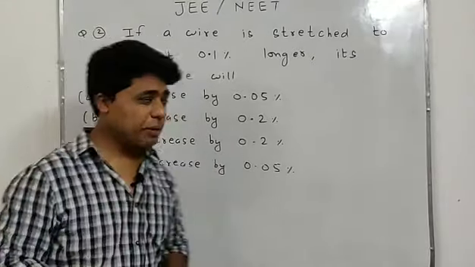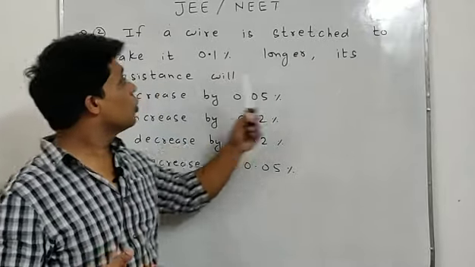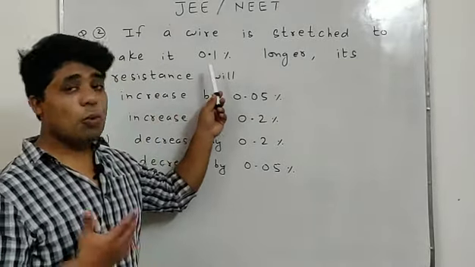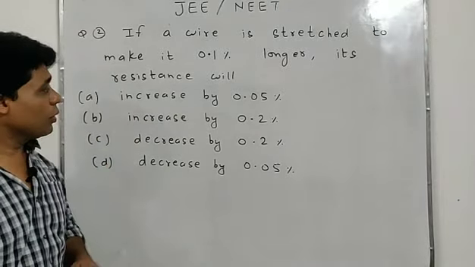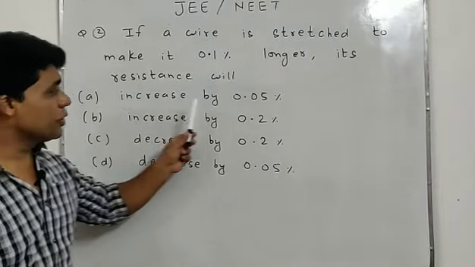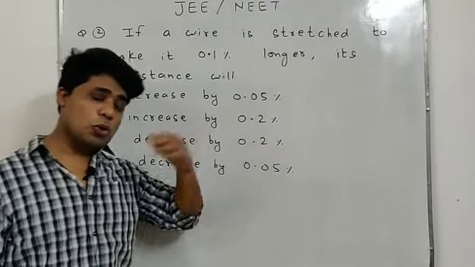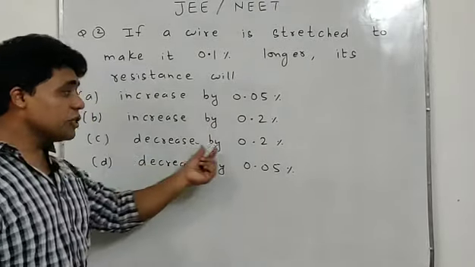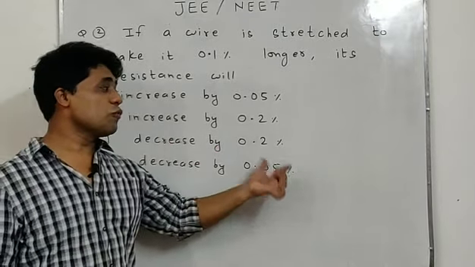So now, students, question second. If a wire is stretched to make it 0.1% longer, its resistance will be, we are given the options: increase by 0.05%, increase by 0.2%, decrease by 0.2%, and decrease by 0.05%.